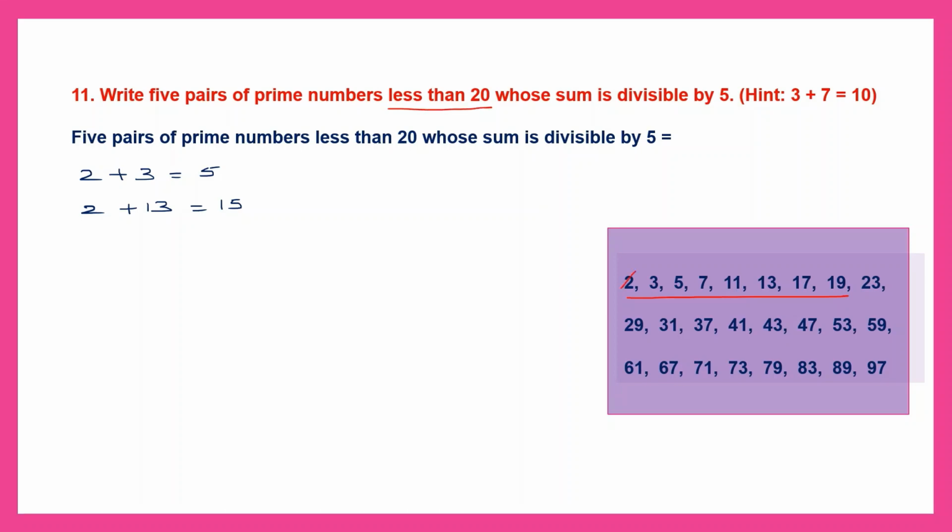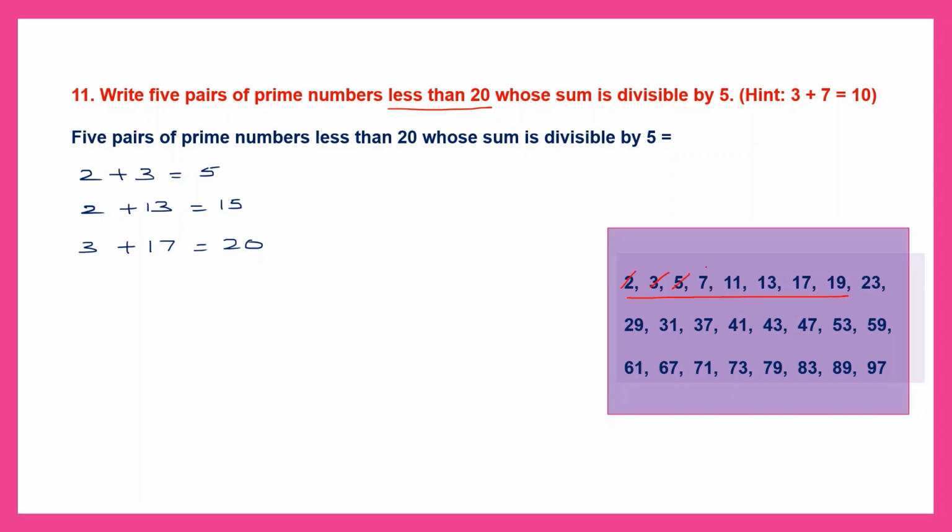Let's try with 3. 3 and 5 are 8. 3 and 7 are 10, which is already there. Then we have 3 and 11, which is 14. No. 3 and 13 are 16. We can't use that. 3 and 17 are 20. So we can use that. 3 plus 17 is 20. 20 is in the tables of 5. Let's continue with 3 and 19, no, so we can't use that. So we finish with 3.